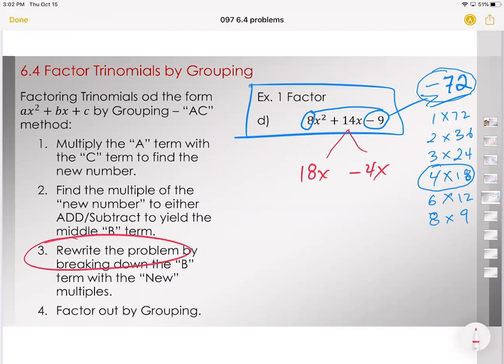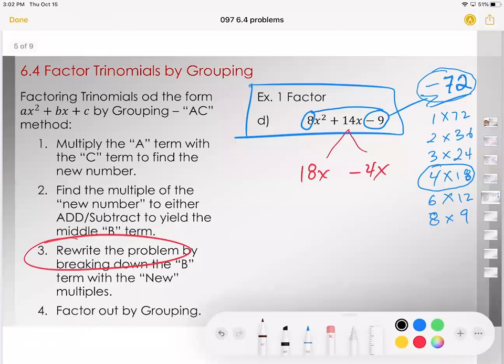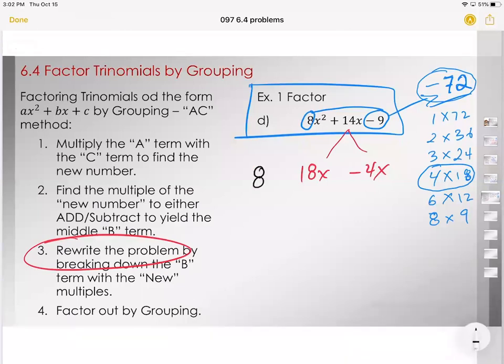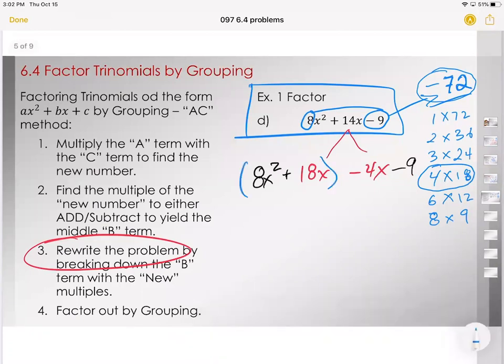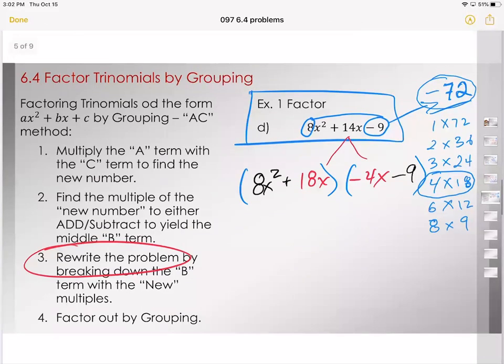And the middle term is 14. So in order for me to get 14, I know that 18 times 4 is 72 and 18 minus 4 gives me 14. And all I need to do is bring down the first item, which is the ax squared, and bring down the last item, which is the 9x. Like I mentioned, the only reason I give you this problem is because of the multiples of 72. We already did this, right? The multiples of 72 here are the same as the multiples of 72 up here.